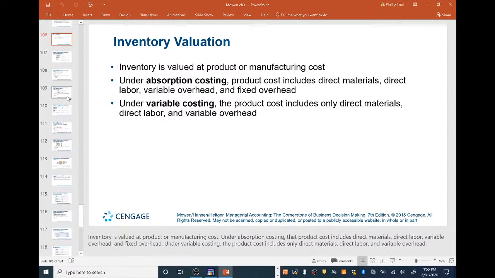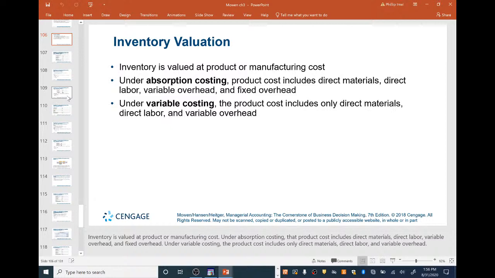So about inventory valuation. Inventory is valued at product or manufacturing cost, right? What do we mean by that? Either we buy product for a cost, and that's going to be our inventory value, or it's the cost of manufacturing or producing something to sell. That's our inventory, and that's how it's going to be valued, at product or manufacturing cost.